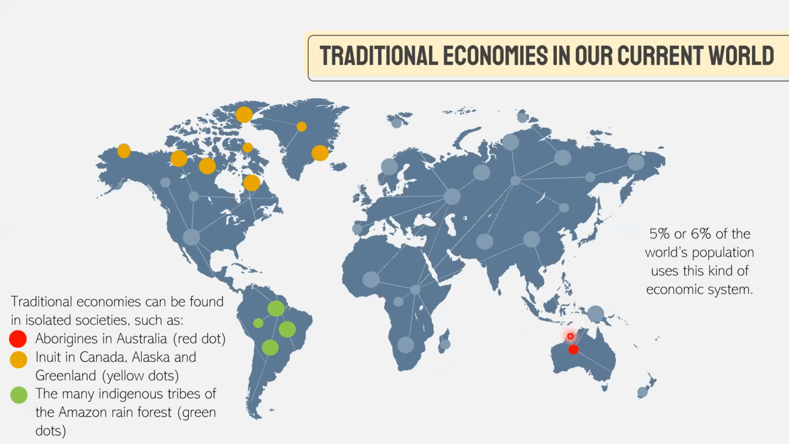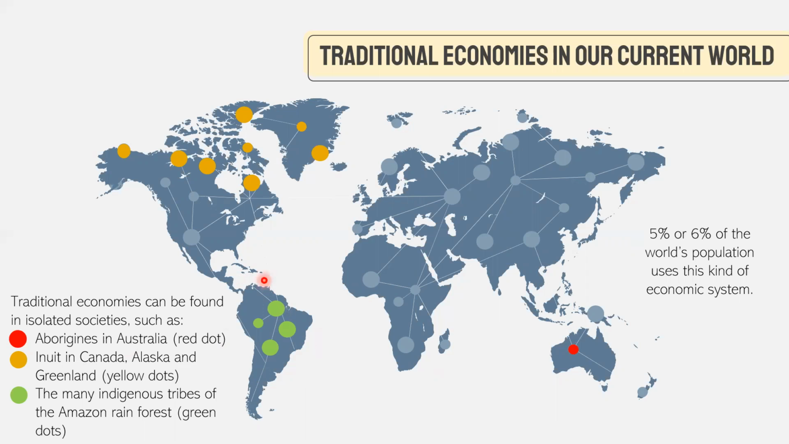Aborigines are like indigenous tribes in Australia. Then we have the Inuit in Canada, here, Alaska over here, and Greenland. They are also indigenous tribes who, as you can see, live very, very up north, and they are very small communities where tradition is kept very closely, because that's the way they have lived for hundreds, even thousands of years. And in green, you can find the indigenous tribes of the Amazon rainforest. We have it right next door. In fact, many of our own indigenous people live like this. They have a traditional economy.